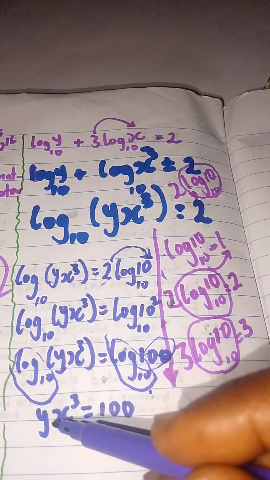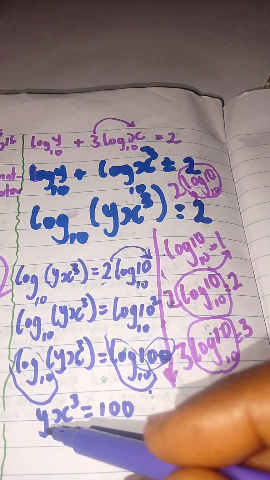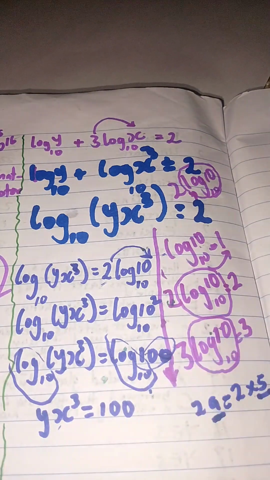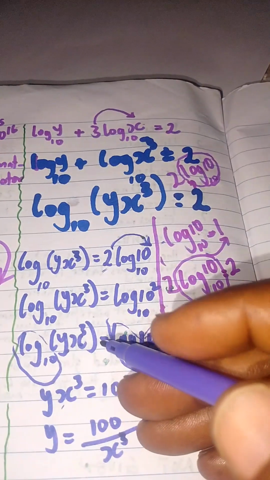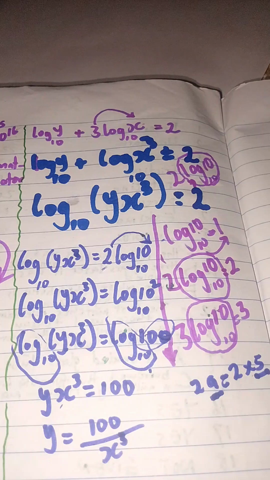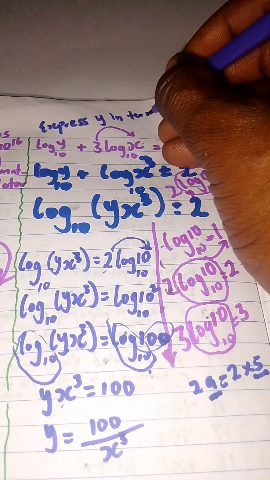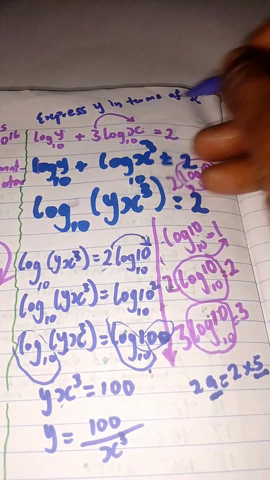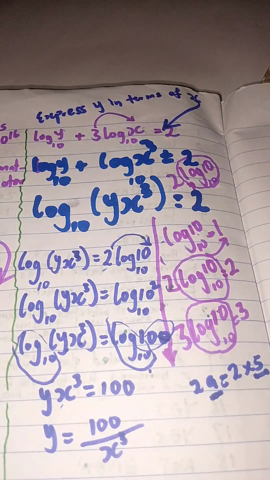Since you're looking for y, it becomes 100 all over x raised to the power 3. That's our final answer. So we have looked for y. This is how to express y in terms of x. According to the question, it says express y in terms of x if this plus this equals to this. And this is y equals to 100 all over x raised to the power of 3.